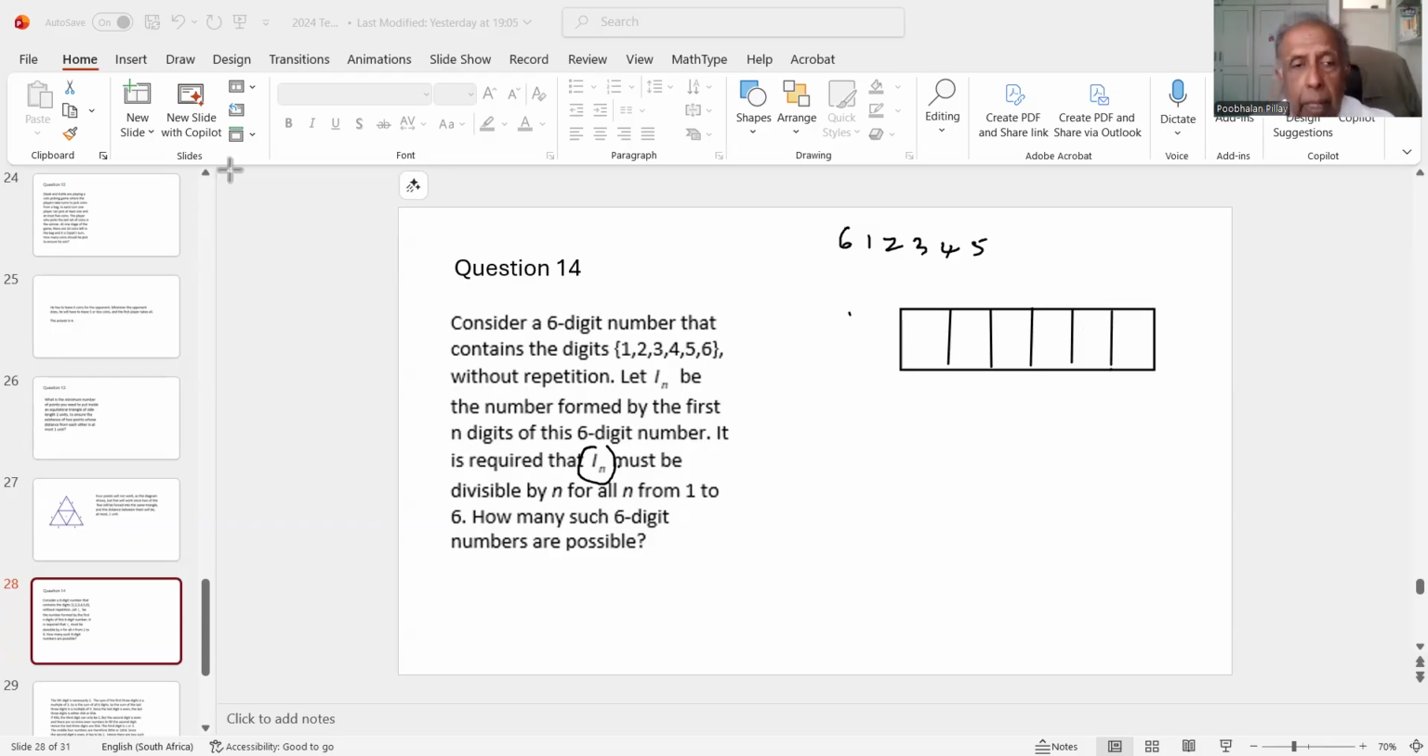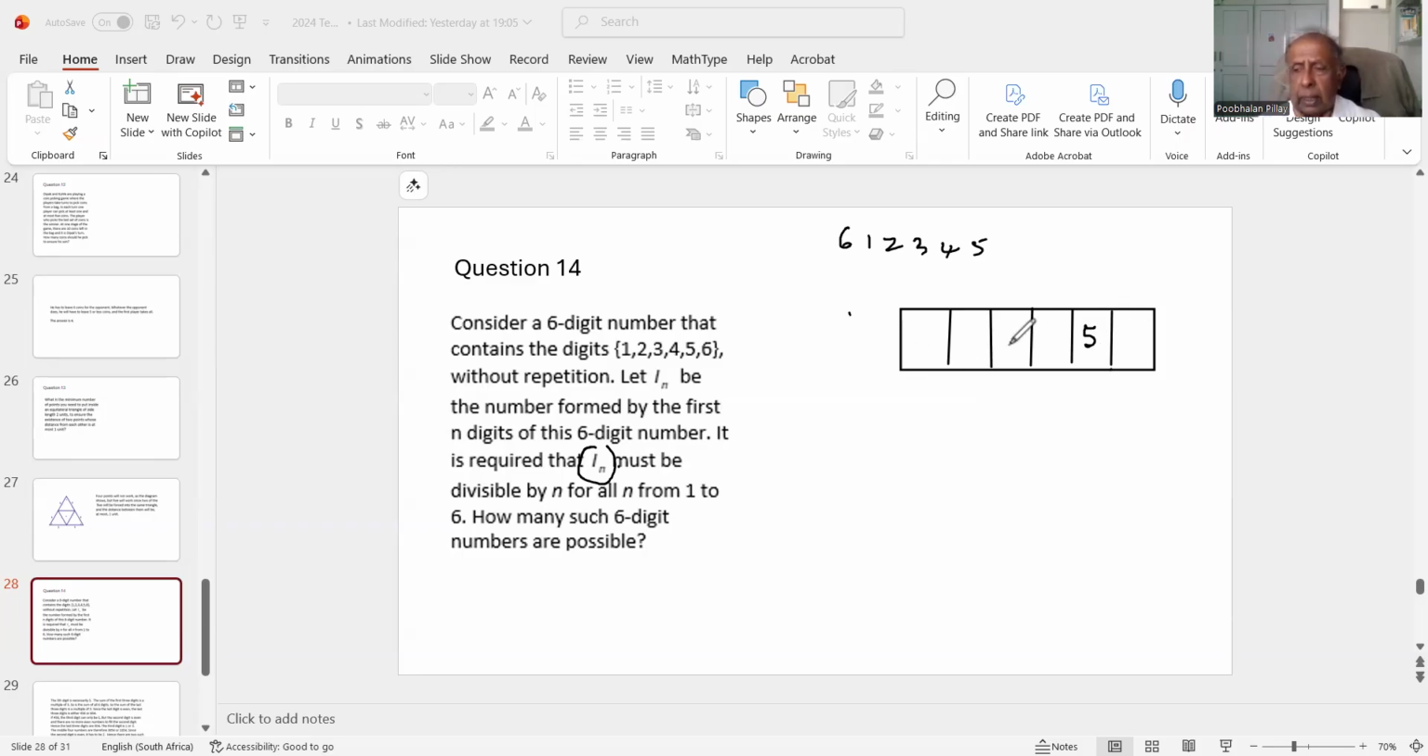Now remember, as a starting point, I had 5 is a factor of I5. So this has to be 5 here because it can't be 0. The numbers you're going to put are 1, 2, 3, 4, 5, 6. So this I5 is this number here which ends in 5. Okay. So I got a 5 here.